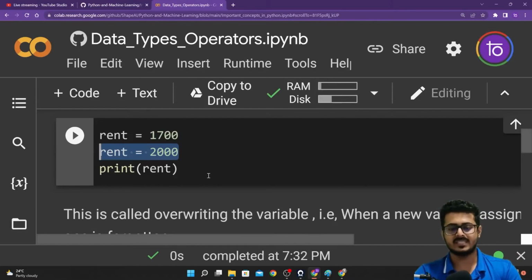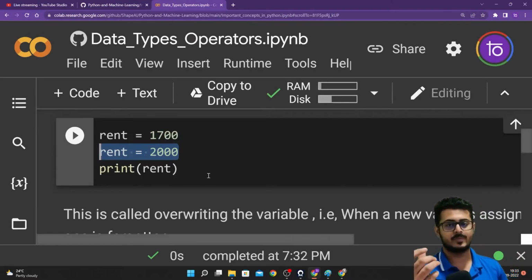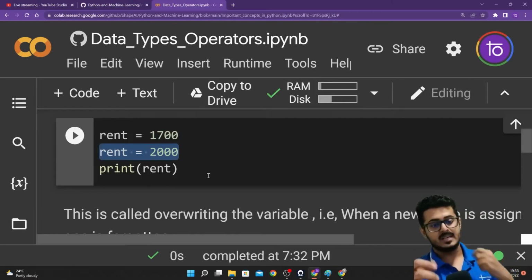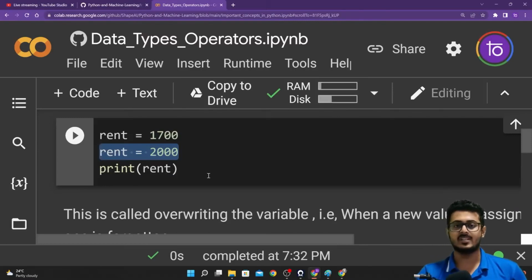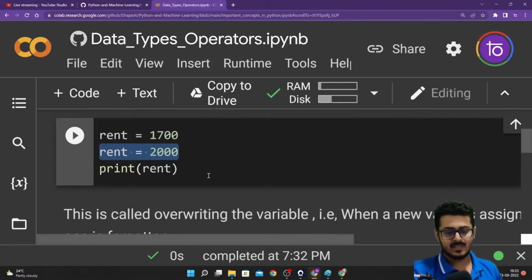Whatever topics I'm teaching you guys are from the perspective of interviews itself. These are some interview questions that are usually asked in Python when it comes to jobs and internships. That is the reason why I've included this as well. It's not just about learning Python, but also getting yourself ready for interviews. So this concept is called overwriting the variable. It's very simple.